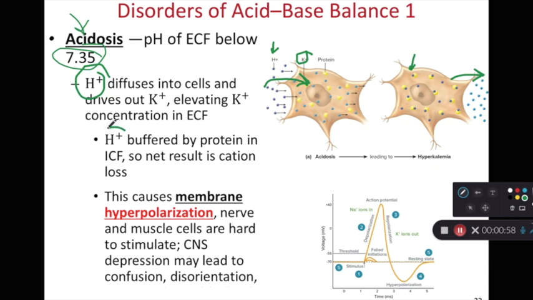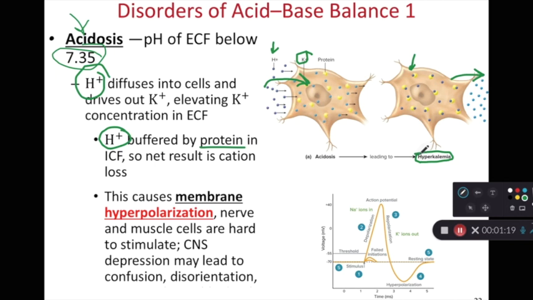So the addition of those hydrogen ions is going to be buffered by a lot of intracellular proteins, so we don't have an overall loss of cations within the cell, but we do have hyperkalemia result, in that we have too much potassium outside of the cell.